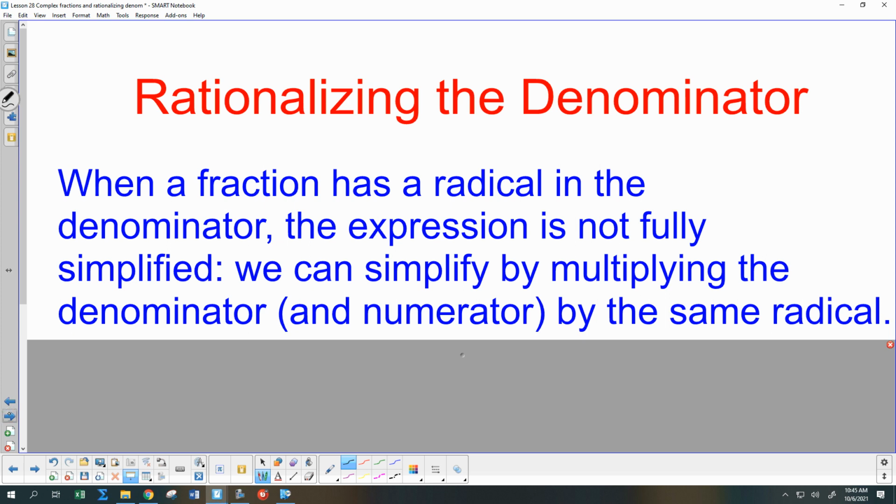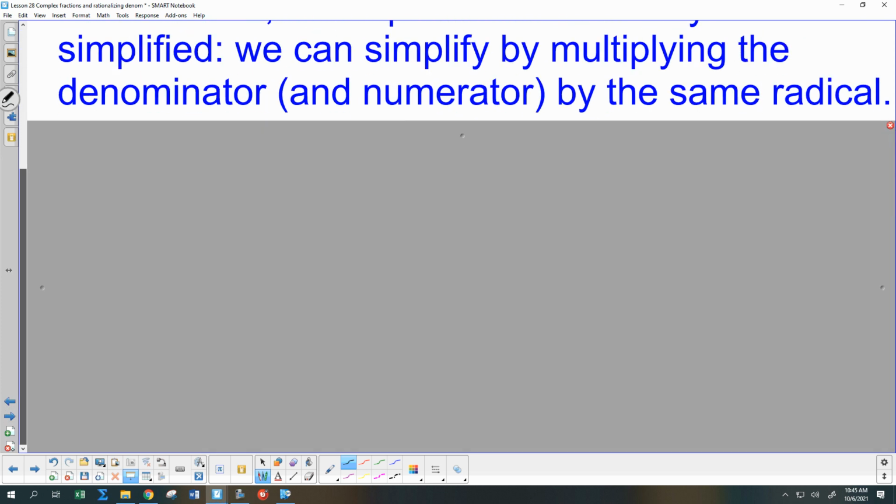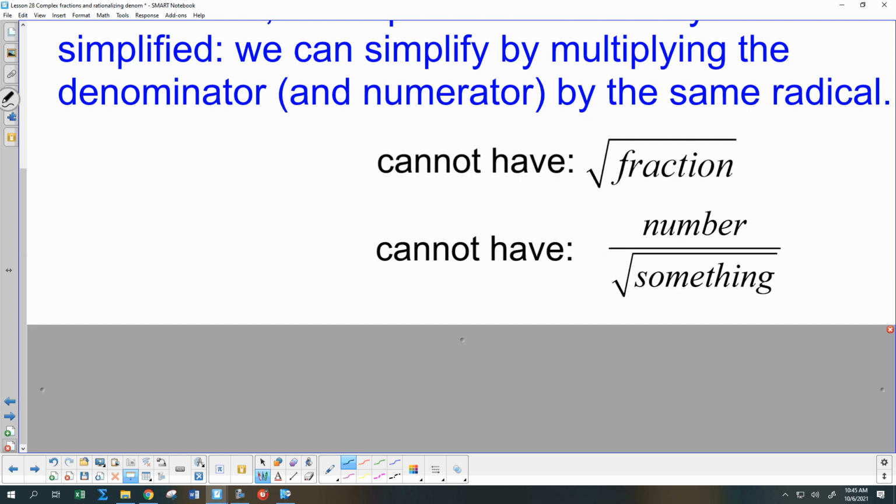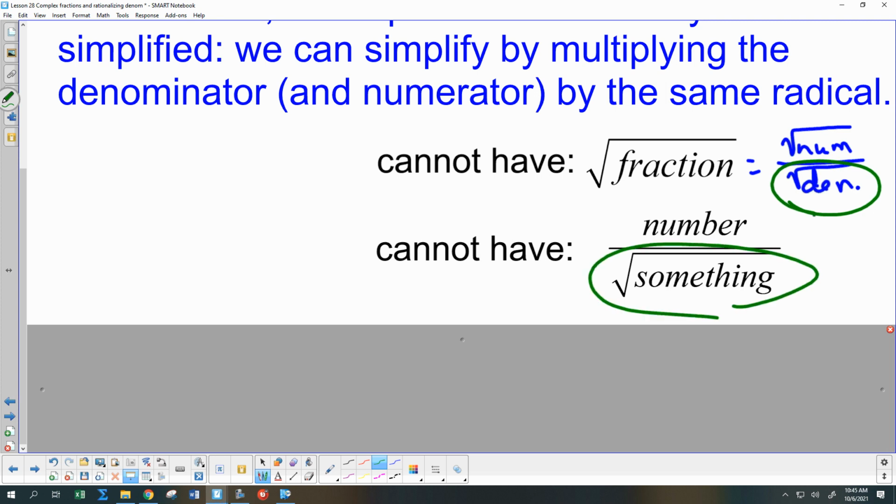And we can't have square roots in a denominator, and we can't have square roots of fractions. If I have the square root of a whole fraction, I rewrite that as the square root of the numerator over the square root of the denominator, and then this is the part I have to worry about, because we can't have square roots in the denominator. And I'll go back up to that writing in a moment.